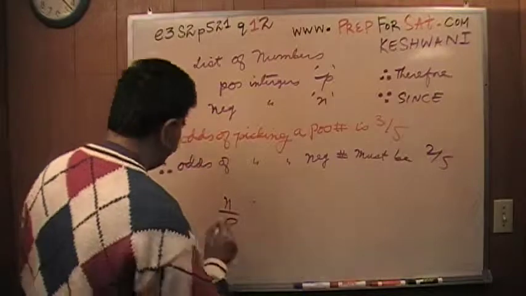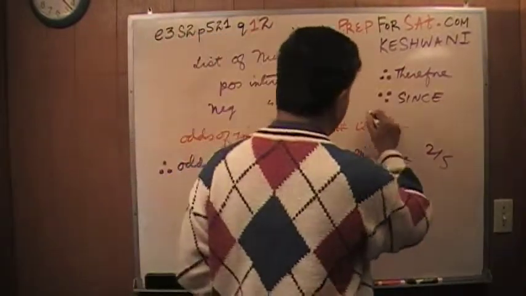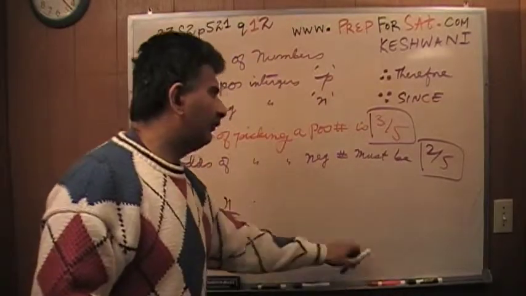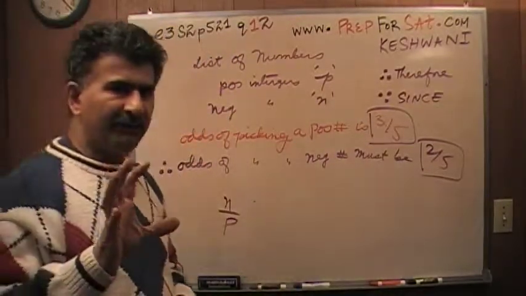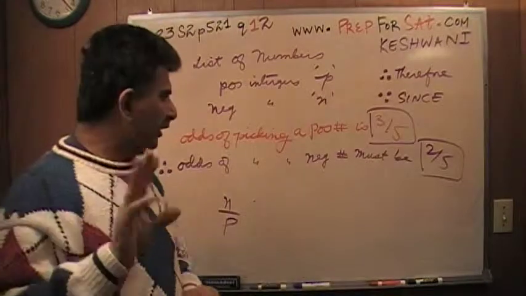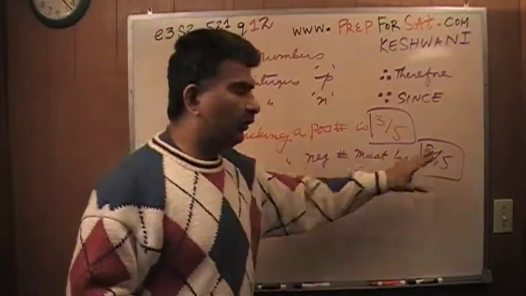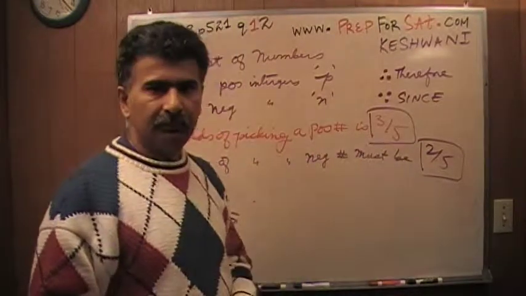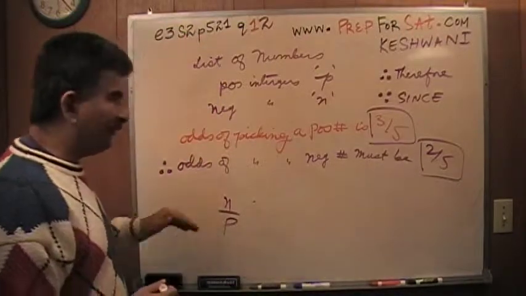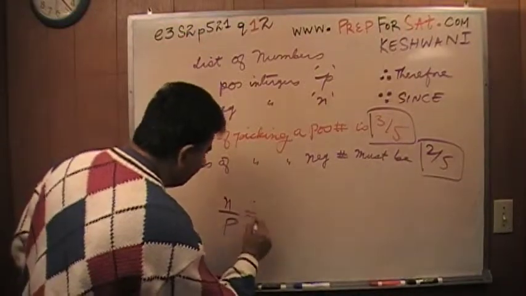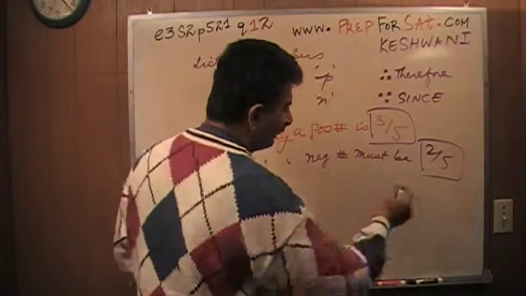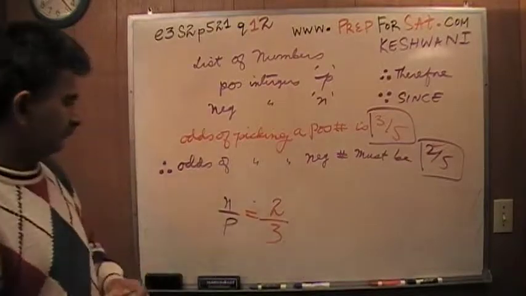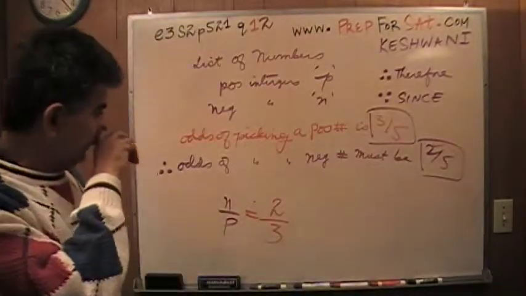N over p. Well, what does this say? What does this part tell you? It tells me that out of every 5 numbers in this bag, 3 of them are positive and 2 of them are negative. That's the ratio. Ratio of positive numbers to negative numbers is 3 to 2. They are looking for the ratio of negative numbers to positive numbers. Well, big deal. Out of every 5 numbers, 2 of them have to be negative and 3 of them have to be positive. That's all. We are done.